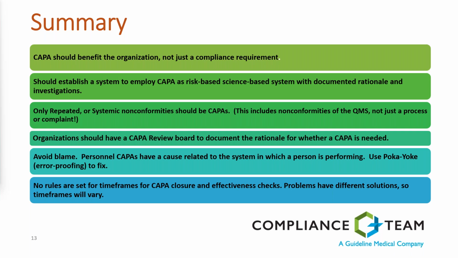And you want to minimize the personnel CAPAs, because good people operating in a bad system will fail every time because they're set up to fail. So what we want to do is error-proof the process and avoid human errors, so that your system is doing the work and you're just putting people into the system and they're following the GMP rules that you've established that are appropriate for the risk level of your product.